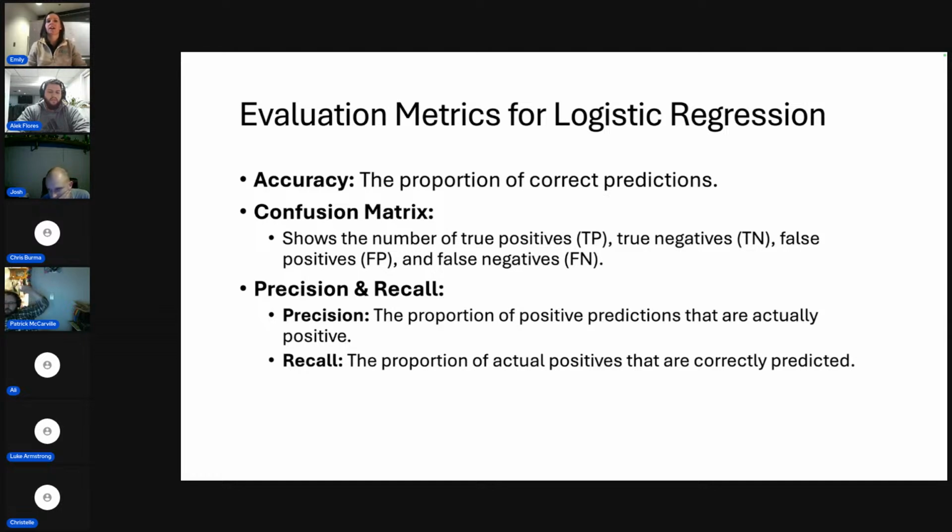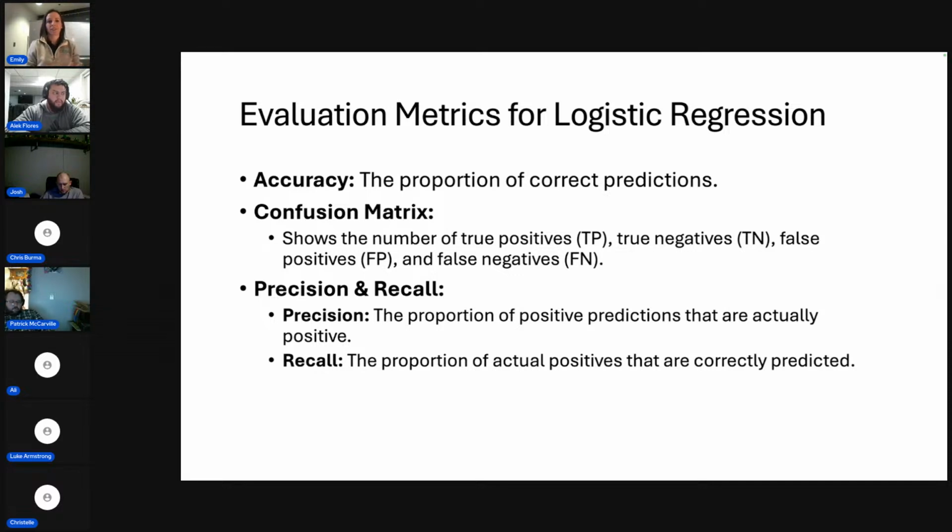We can use accuracy. Everybody's really familiar with accuracy. How many times were we correct over how many instances did we make a prediction? We can look at true positives, true negatives, false positives, false negatives. We can use those in a metric called an F1 score, which is the harmonic mean between precision and recall. Precision being the proportion of positive predictions that were actually positive, recall being the proportion of actual positives that were correctly predicted. So recall being, of all the situations that were spam, did we catch them all?